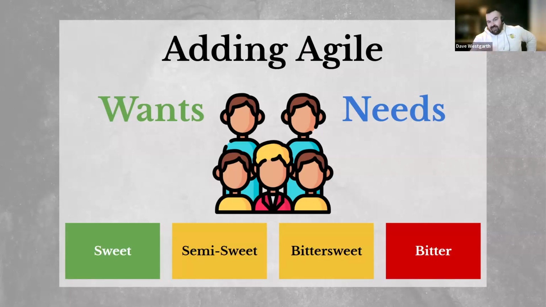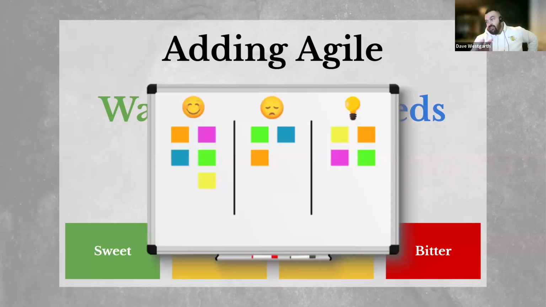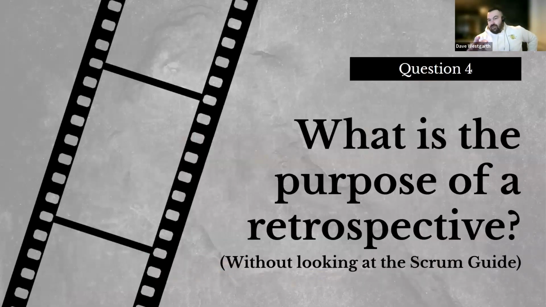And everything that we're talking about here, the wants, the needs, the endings that we come to, we'll typically discuss in a retrospective style session. Before we step forward, can anyone tell me what the purpose of a retrospective is? And bonus points if you don't Google the Scrum Guide. There's two things we're looking for.